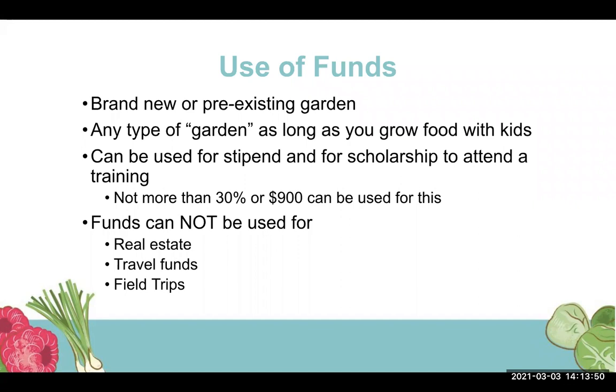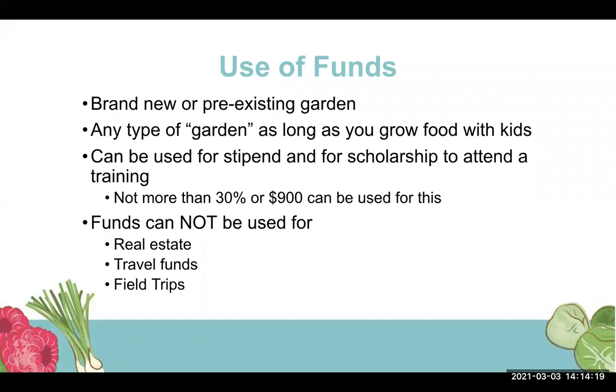So the money can be used as a stipend for scholarship for someone involved in your garden to attend a training. That would be if you have a garden coordinator, for example, and they want to do a master gardener training, or they want to go to some sort of edible education training with others doing this kind of work. The money can be used for that, but only a portion of it. So you can only use 30% or $900 to support the stipend for scholarship attendance.